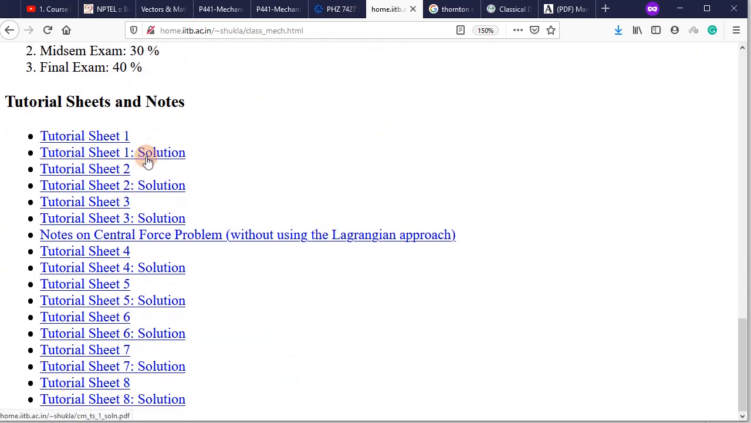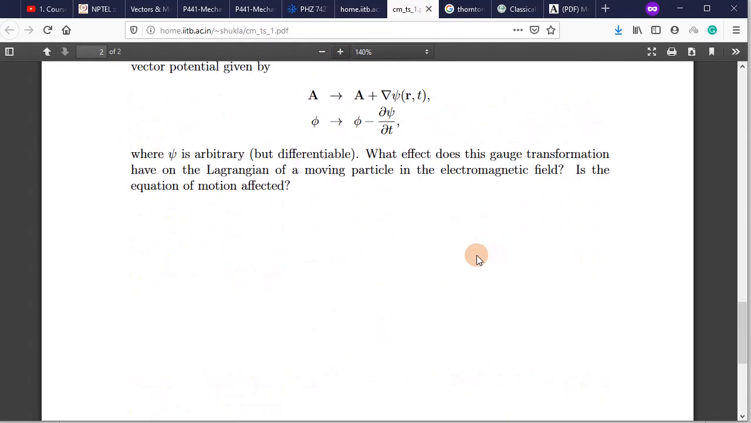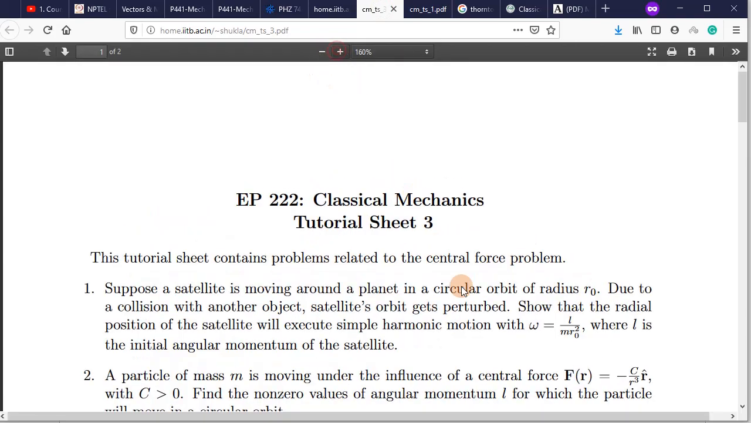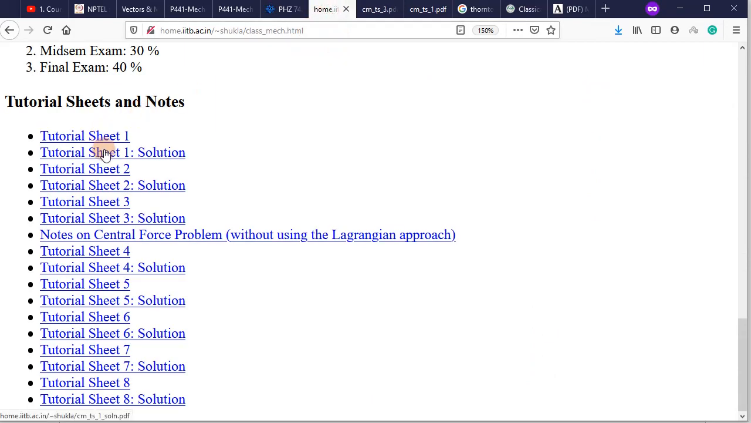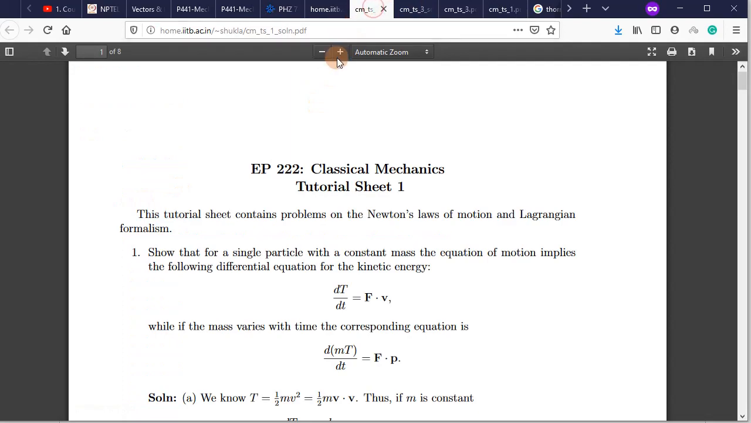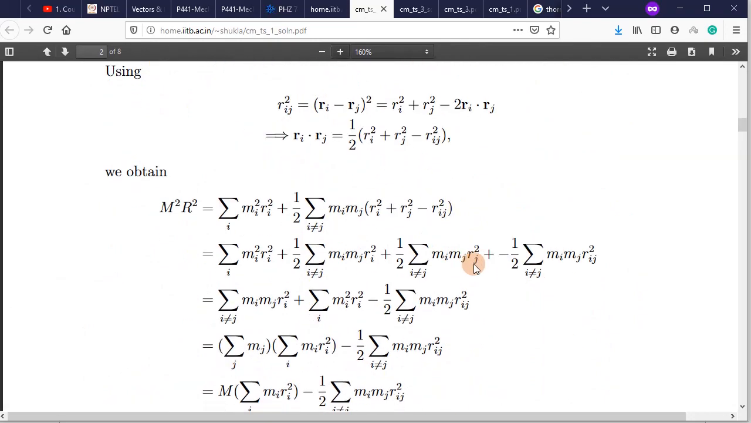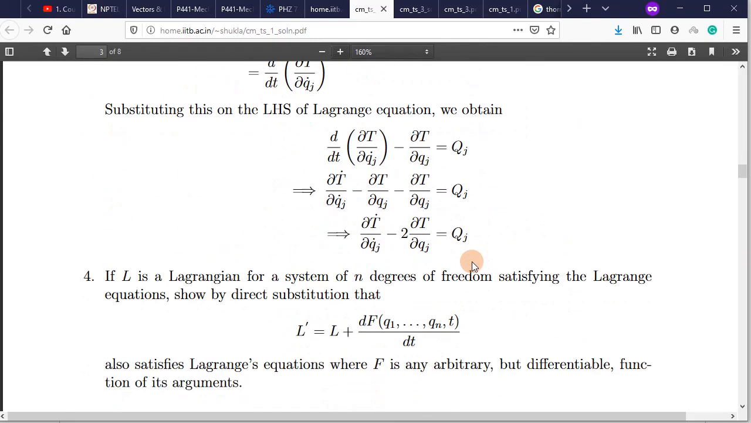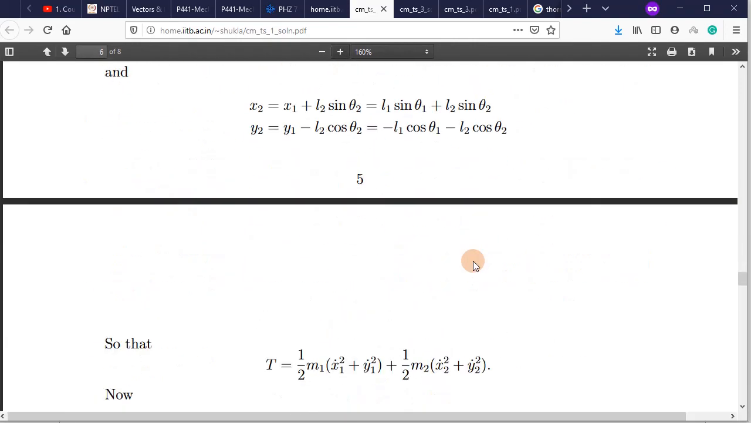But why I am saying wow is because of these tutorial sets. You will see why I am saying wow. These are problems, mostly from Goldstein. The wow is the solution. Professor Shukla wrote it himself, and you will never ever find this much detailed a solution of Goldstein. So his brilliance in teaching comes in the solution. So very, very good solutions are there.